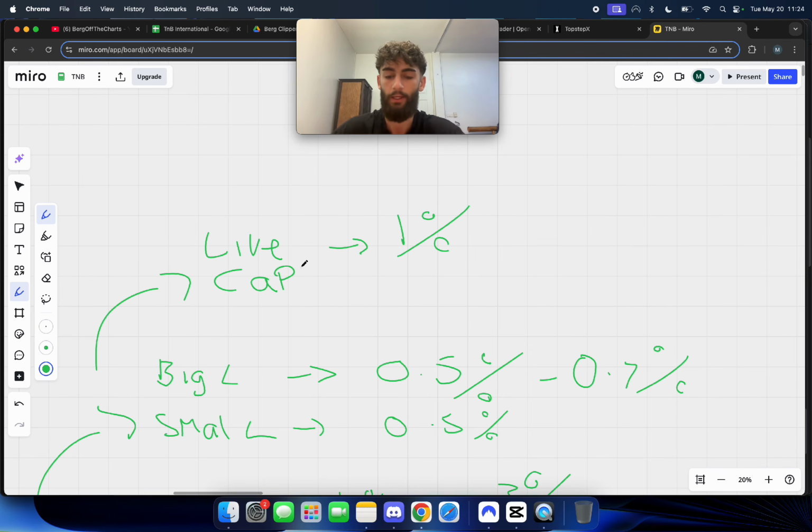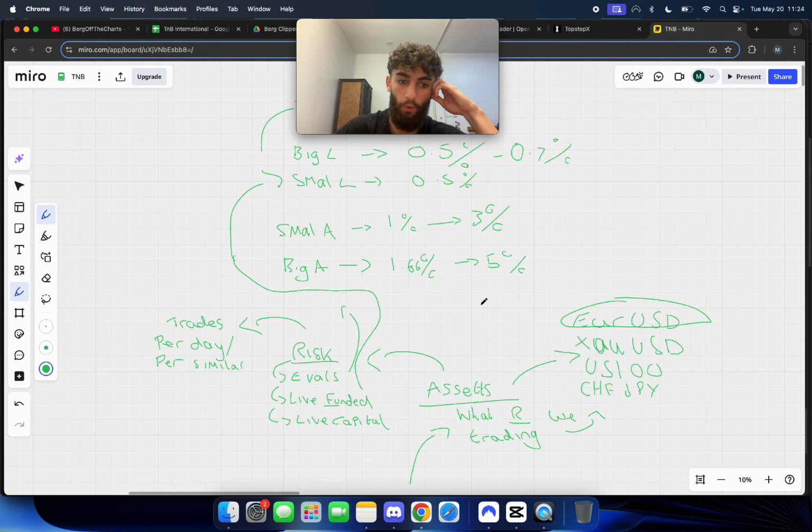So I do 1% on my live, and that's been working quite well for me recently. I know a lot of people drop it a lot lower, but I'm okay with this. So this is my structure for risk.